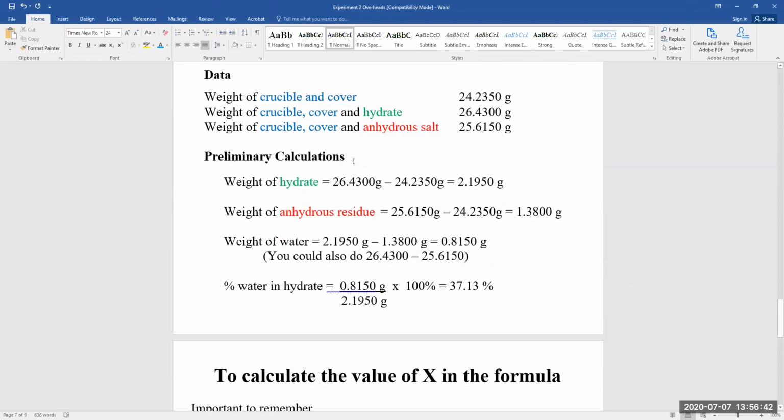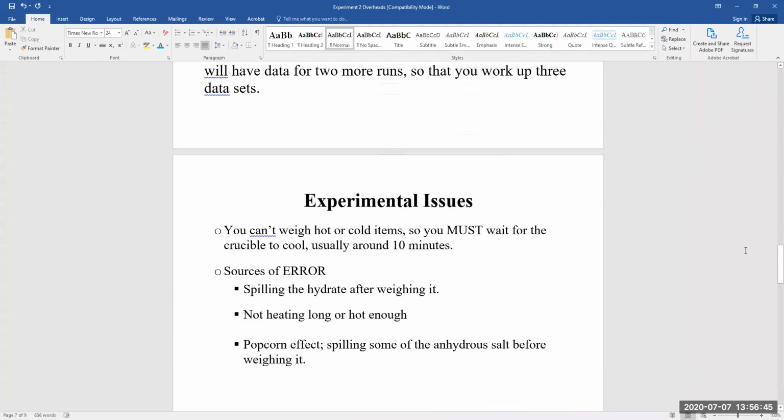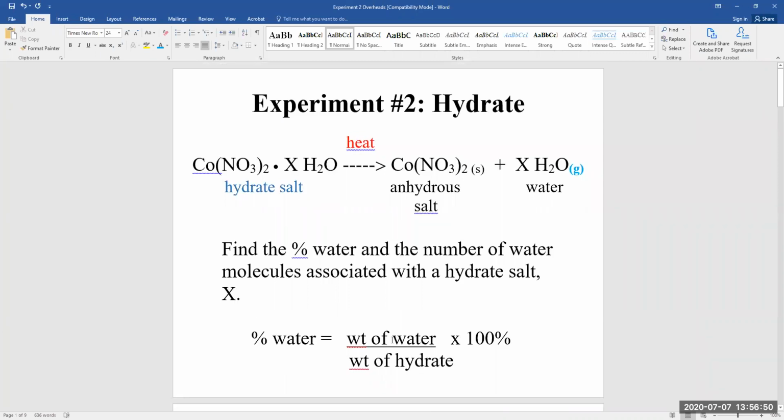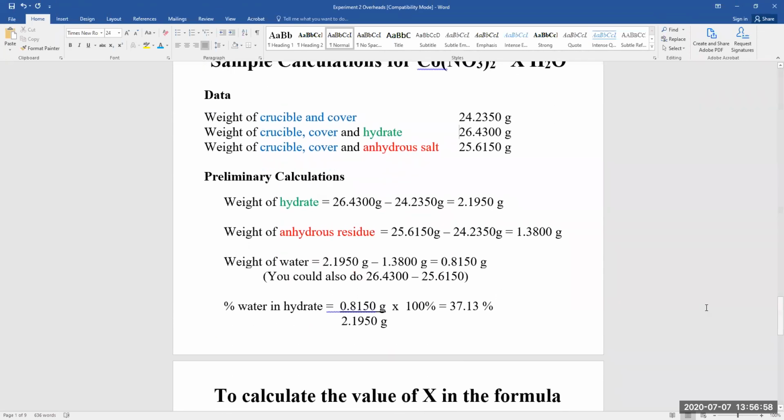So what are your first calculations here? So if you remember, we wanted, and again, I scroll up, the percent water. Right? So the percent water is the weight of the water divided by the weight of the hydrate. Okay? So I go to my calculations here, and I can see that if I take this top value and subtract it from the second value, the crucible and cover go away, and I'm just left with the hydrate. So there's the weight of the hydrate for my equation. So the weight of the hydrate would be 26.4300 minus 24.2350.